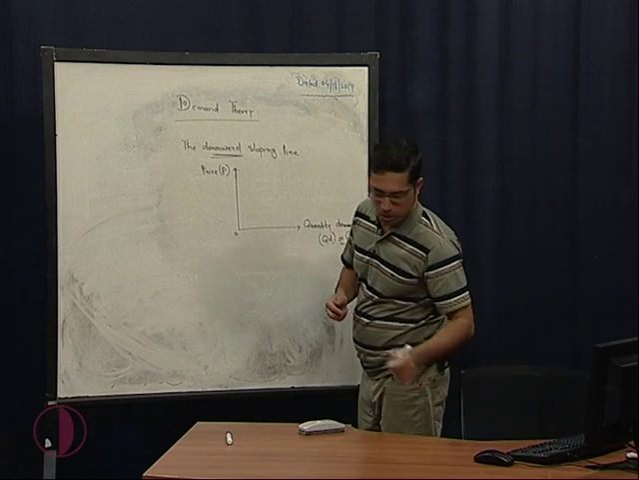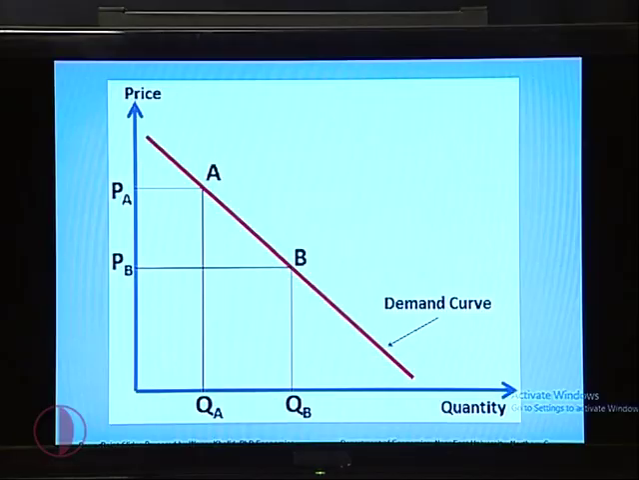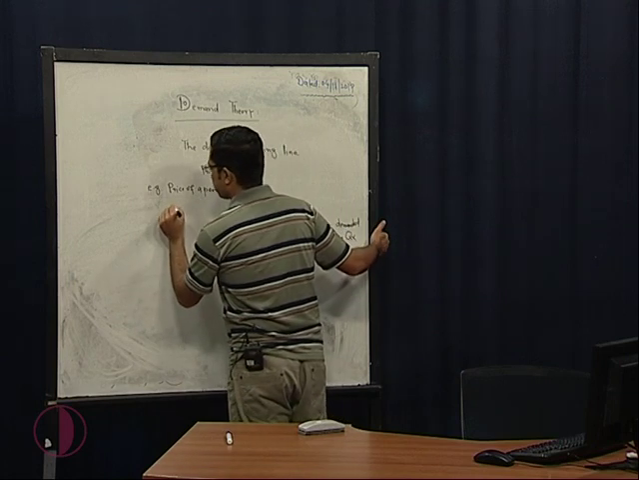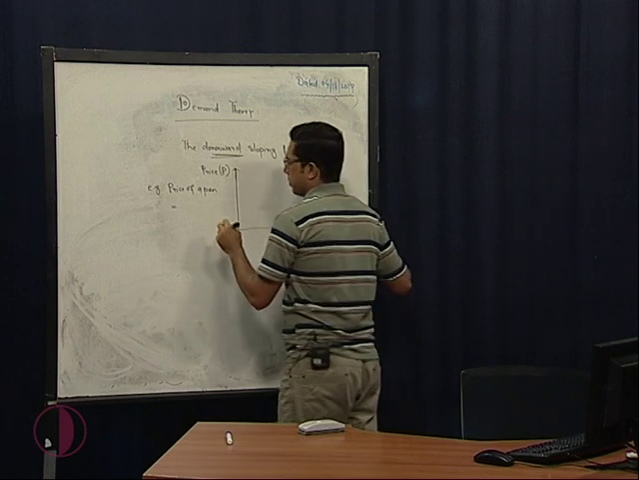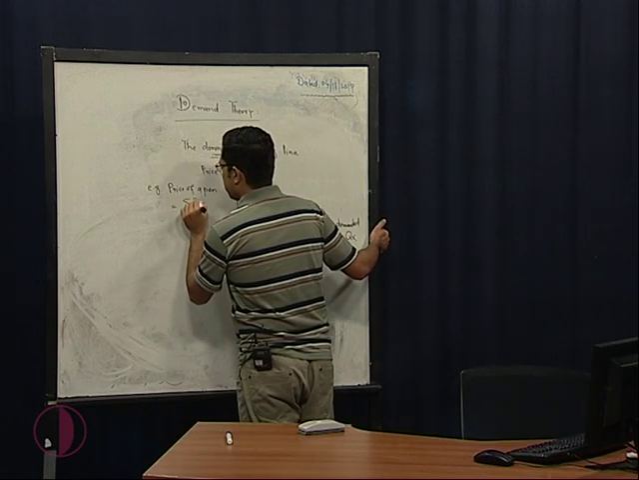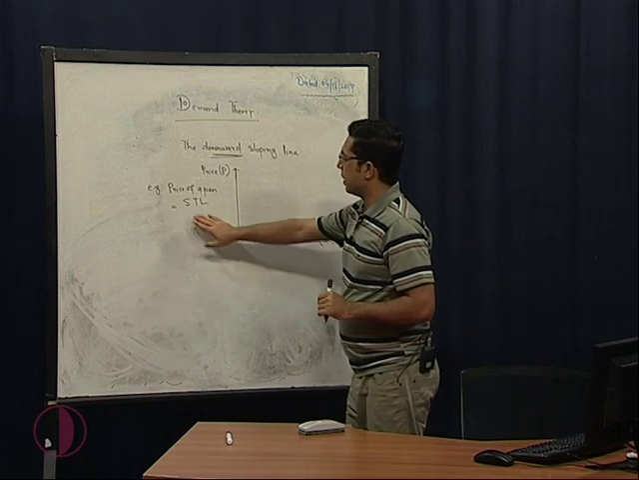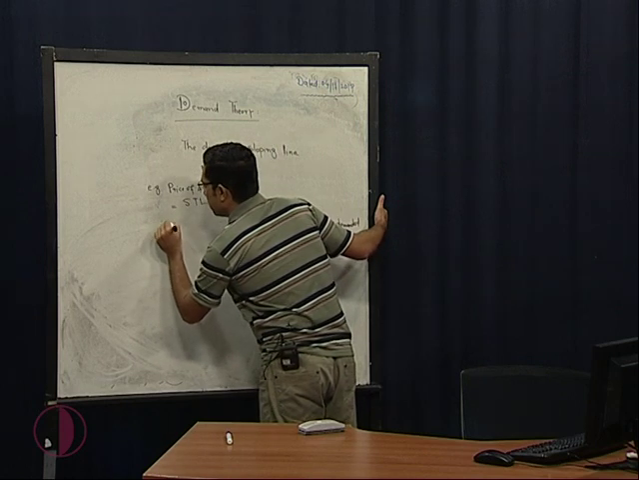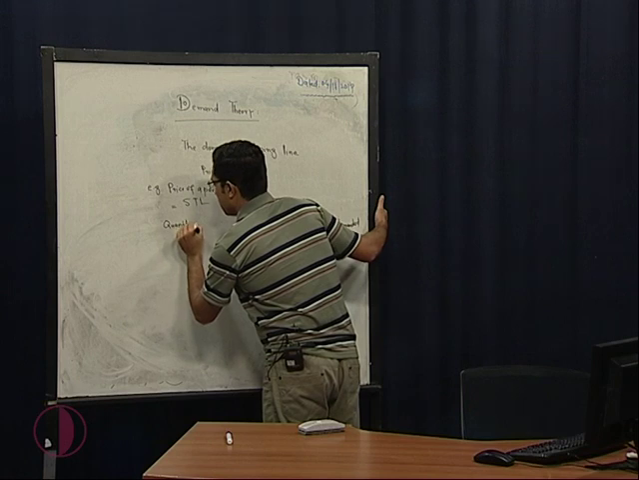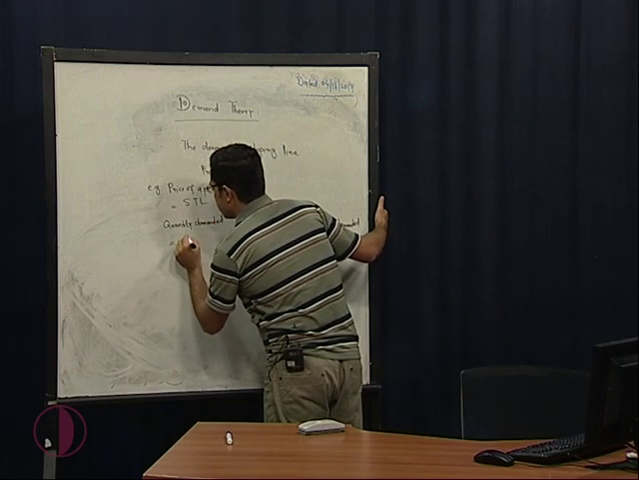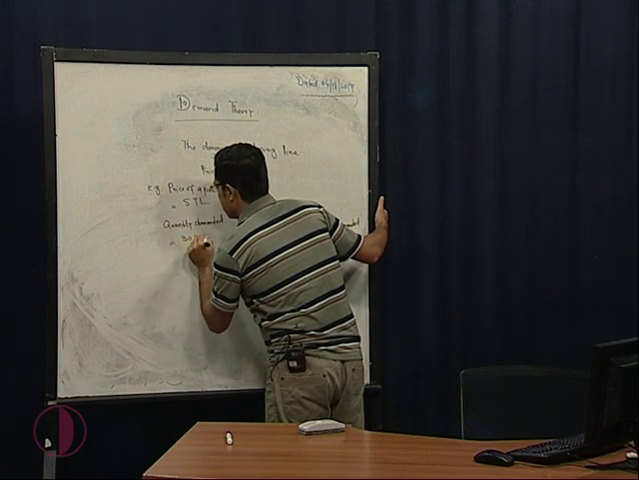For example, if the original price of a pen was 5 TL, Turkish lira, and the quantity demanded from the consumer side was, for example, 30 units.